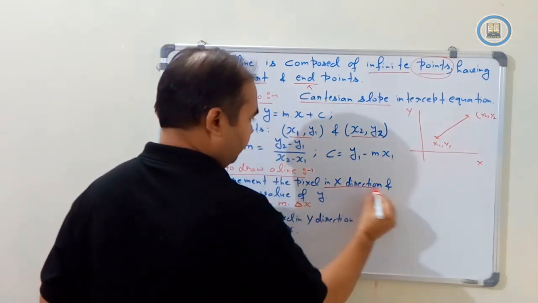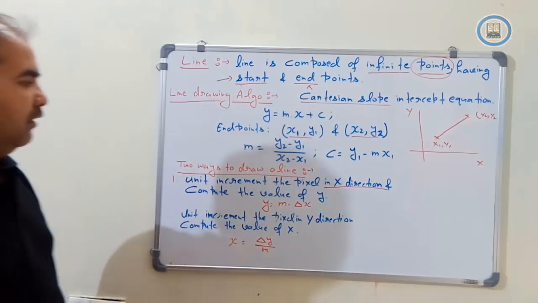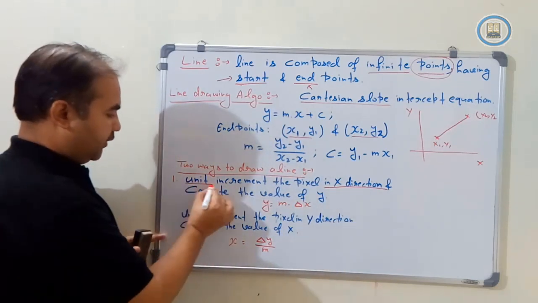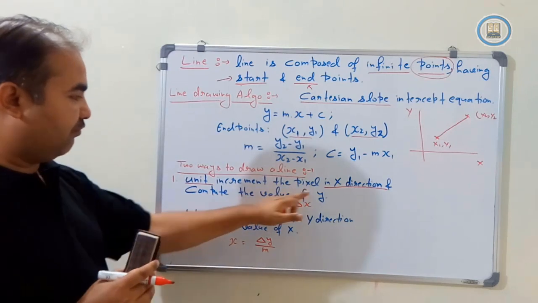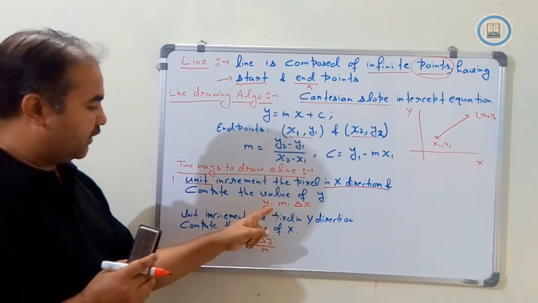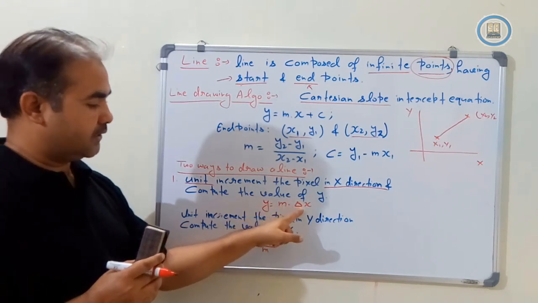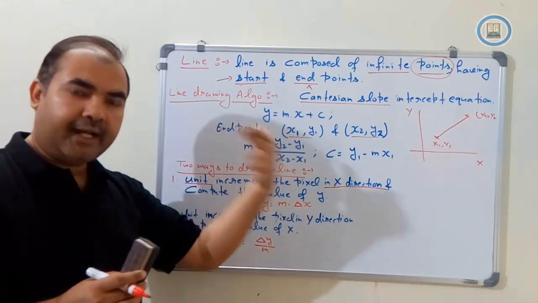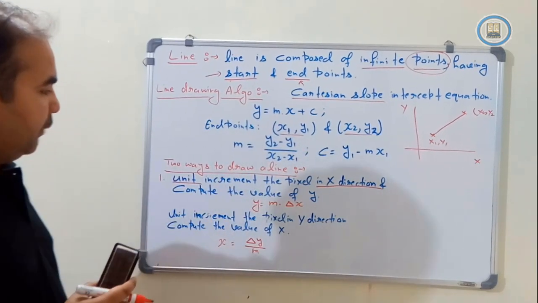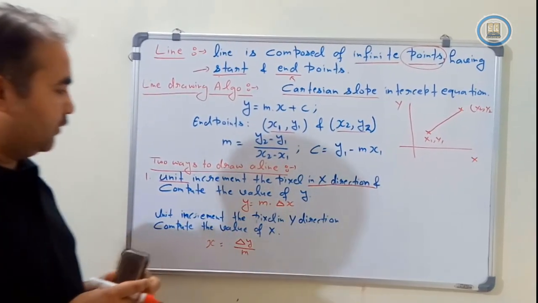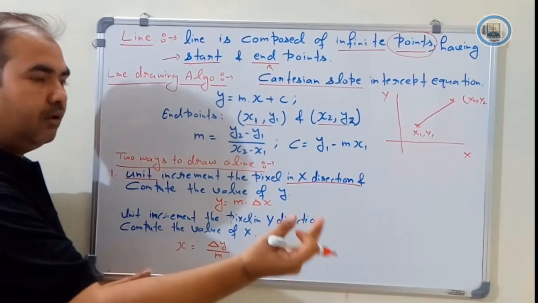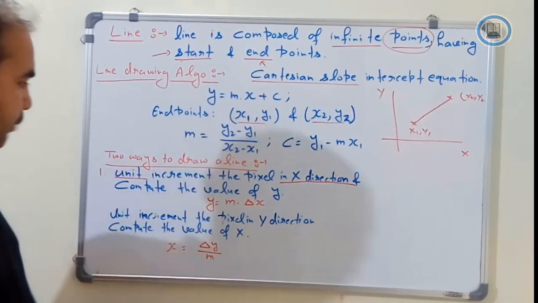We will increment the pixel or point in the x direction with unit increment, and then we will compute the value of y. In this case, we can calculate y equal to m into delta x. Delta x stands for xk plus 1 minus xk, that is the next successive pixel value minus the previous value. This is the difference between the next pixel or point and the current pixel.